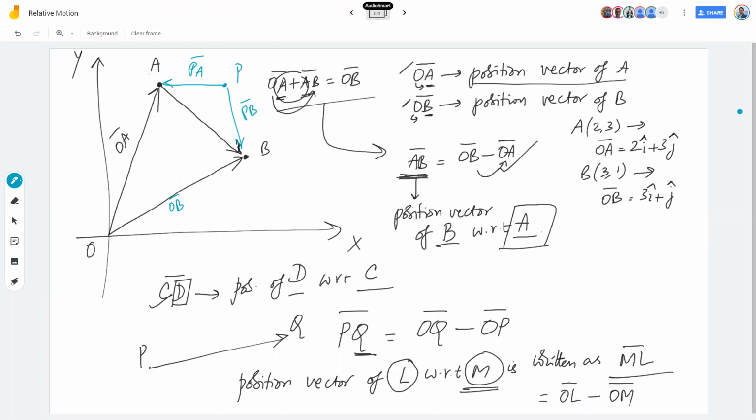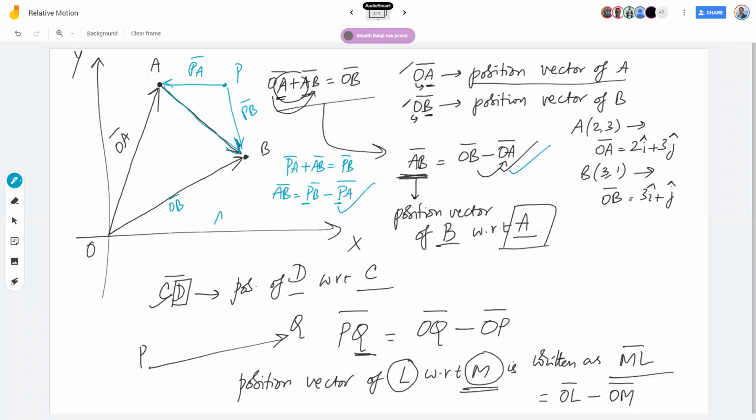Again, in this triangle, you see that PA bar and AB bar are drawn successively. So PA bar plus AB bar is equal to PB bar, and therefore AB bar is equal to PB bar minus PA bar. So AB bar is equal to OB bar minus OA bar is right. AB bar equal to PB bar minus PA bar is also right. This P could be any point. I can have Q, I can have L, whatever point I say. I can have any point there, any common reference.